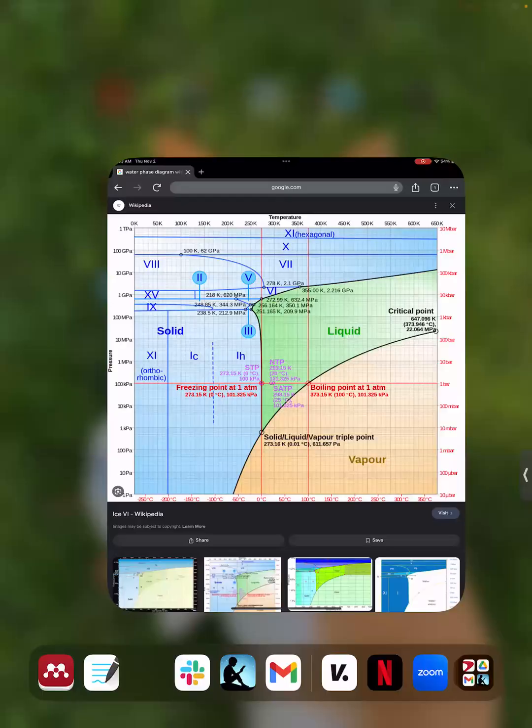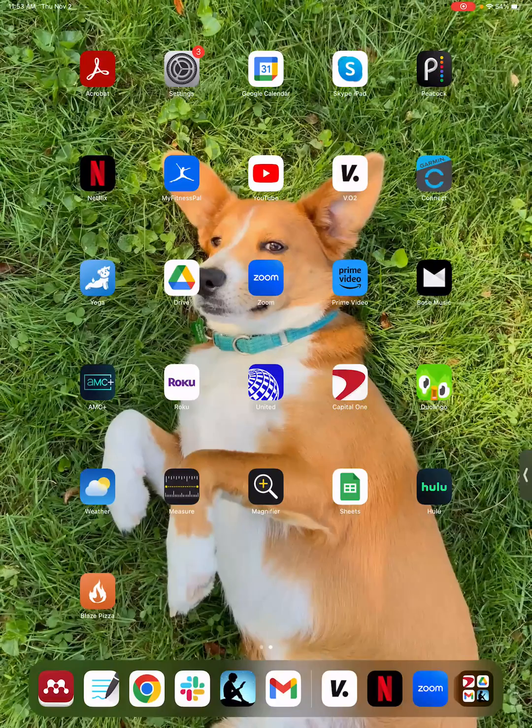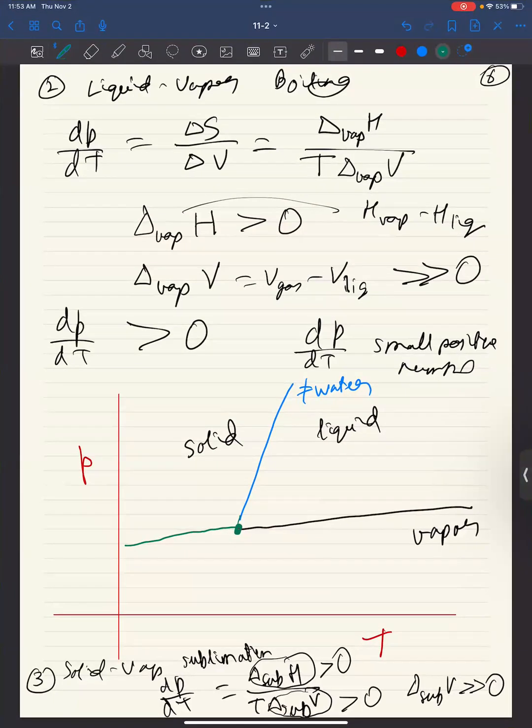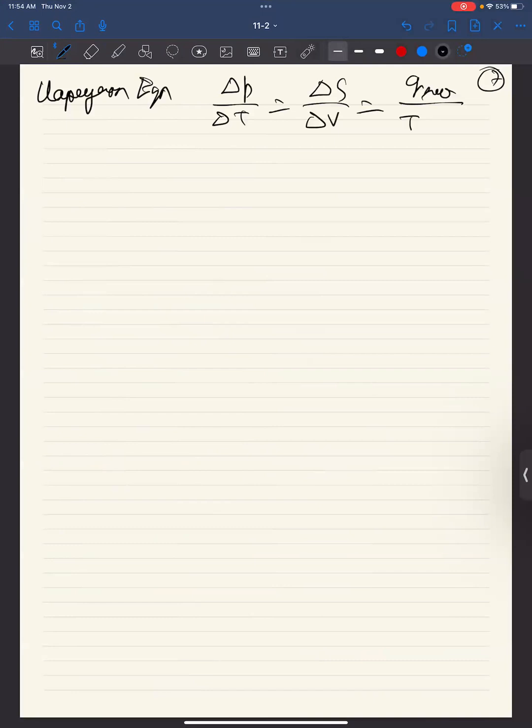Okay. So that gives you a basic tool to think about boundaries in a phase diagram. That's the Clapeyron equation. Again, let me recap. And we should be able to stop a bit early today. So the Clapeyron equation said delta P by delta T is equal to delta S by delta V, is equal to Q reversible by temperature divided by delta V. It's also equal to delta H by T delta V, right?